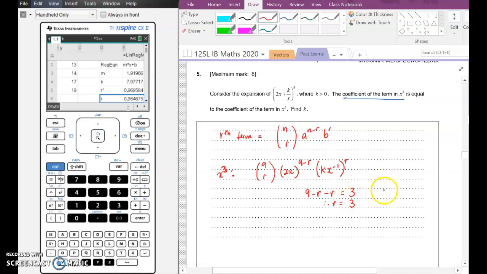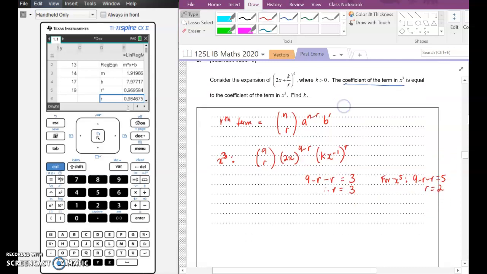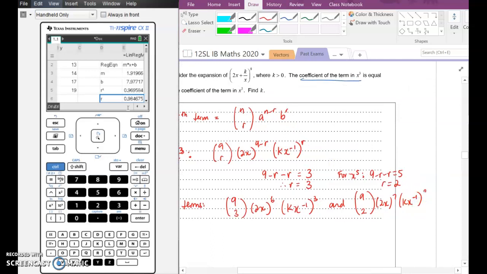Therefore, -2r, so r should be 3. And to get x to the 5, you'd have 9 minus r equals 5, so r would end up being equal to 2. That means your terms end up as 9C3, 2x to the power of 9 minus 3, which is 6, times k x to the -1 to the power of 3. And you have here 9C2, 2x to the 7, k times x to the -1 to the 2.